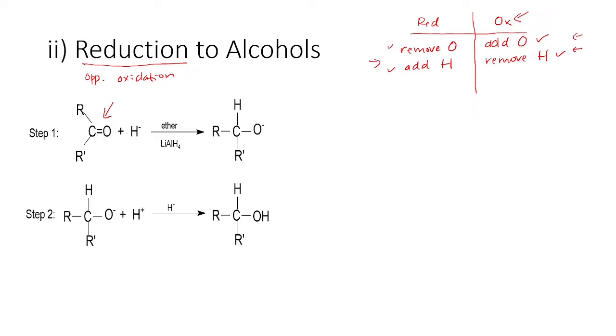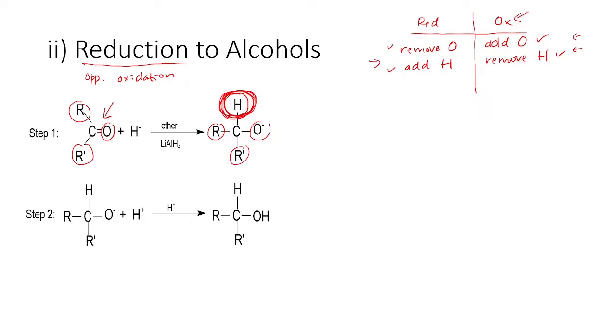So let's see what happened here. You can see that from here we have R, C double bond O. Now one more H is added. This H is added, so it means this one undergoes reduction.